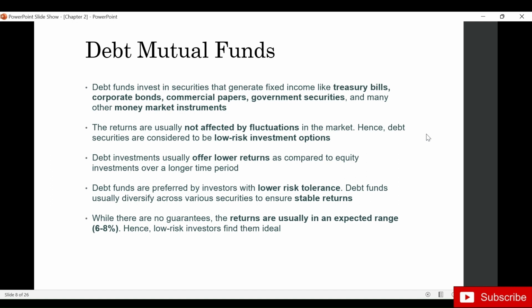Debt investments, as you must already know, offer lower returns as compared to equity investments over a longer period of time. Hence, these debt funds are preferred by investors who have a lower risk tolerance. Debt funds usually diversify across various securities of varying tenures to ensure stable returns. Also, you can expect returns in the range of 6 to 8% while investing in debt mutual funds.